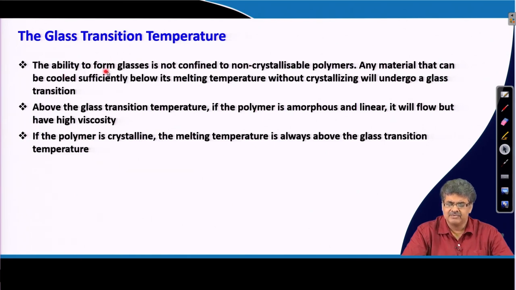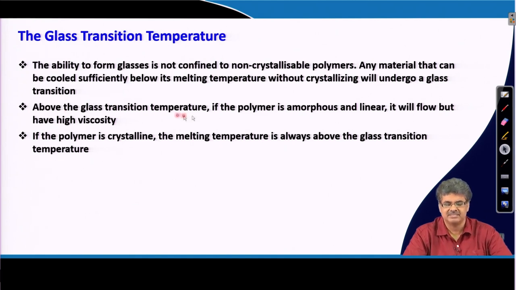So, the ability to form glasses is not confined to non-crystallizing polymers. When you talk about glass transition temperature, it is not only restricted to polymers. There are other examples where glass formation takes place, like the silica glass we typically use in our household items. They are not polymeric, but they are ceramic glasses. Basically, any material that can be cooled sufficiently below its melting temperature without crystallizing will undergo a glass transition eventually.